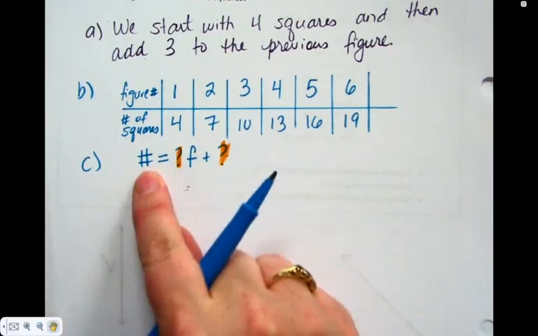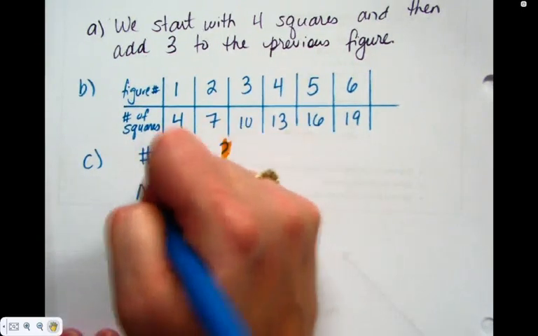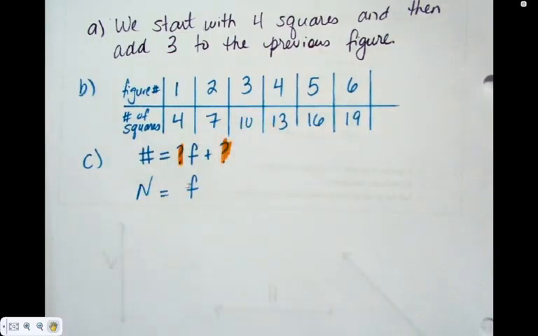Now, I don't really want to put a number sign into an equation. We usually want to put variables. You can use any variable you want, but we tend to kind of represent what the thing is. Number, we're probably going to start with n, because n starts with number. F is standing for figure number.